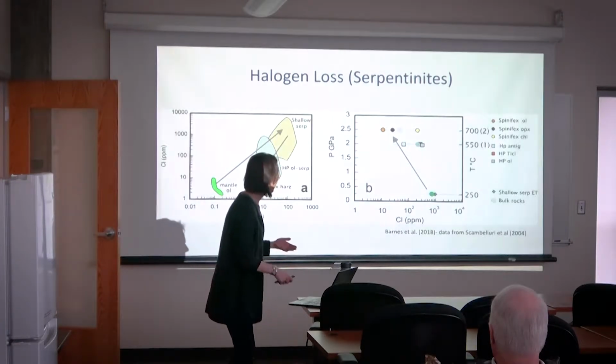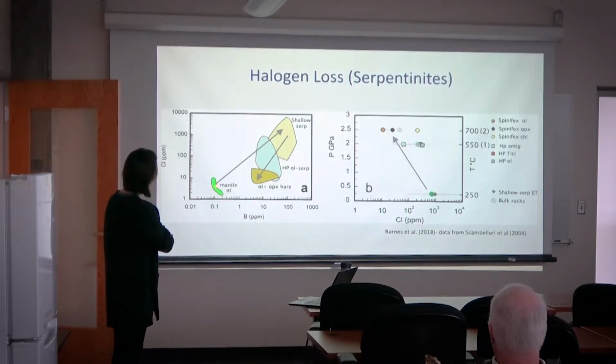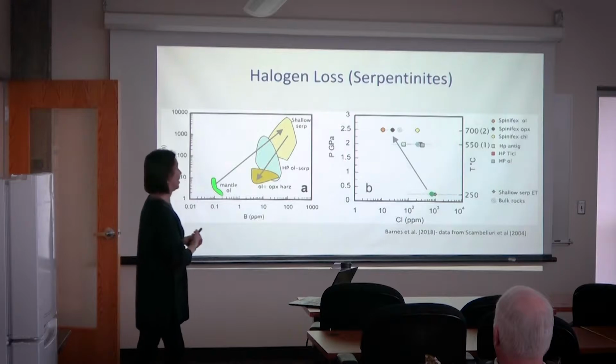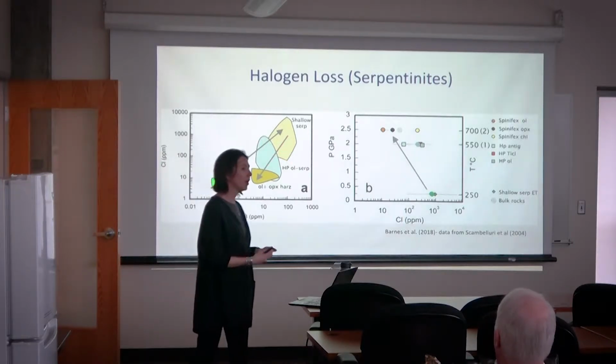This is a figure from Marco in which we look at boron concentrations on the x-axis, chlorine concentrations on the y-axis. So here would be a mantle olivine with relatively low boron and chlorine concentrations. You serpentinize it, and so you enrich it in up to 1,000 ppm chlorine, 100 ppm boron, and then with prograde subduction, you start to lose that chlorine and boron.